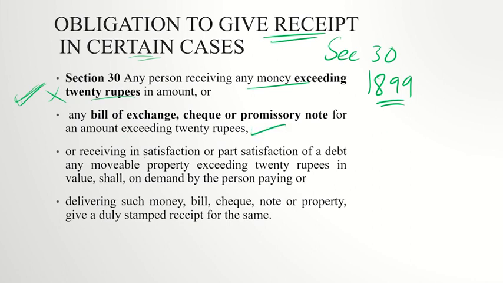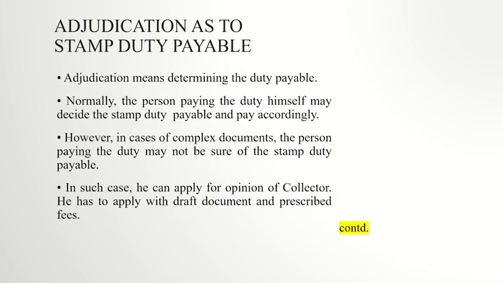Then on receiving in satisfaction or part satisfaction of debt or any movable property exceeding 20 rupees, delivering of such money or bill of exchange, one must give a duly stamped receipt. So we have to give a receipt on every document when we are executing it and implementing it for stamp duty. Adjudication of the stamp duty, or how much we should pay. So this is one thing which we have to know in this particular chapter.